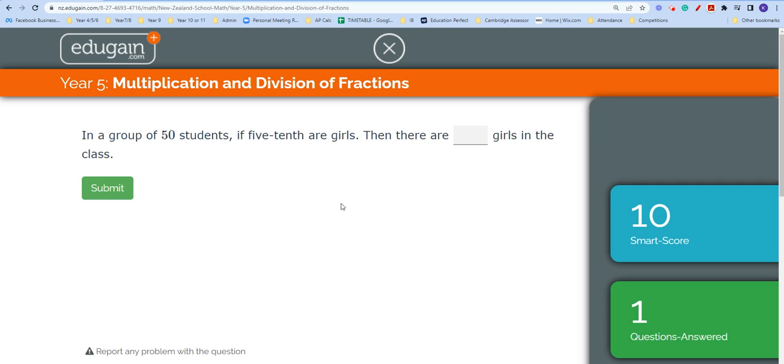Okay, just remember product means multiply. In a group of 50 students, if 5 tenths are girls, then how many girls are there? How many are girls in the class? Okay, so try that question out. And if you are busy with the Transum activity and you're on level 8, you can do a few more questions until 6:45, and then we're moving back onto the shared screen.